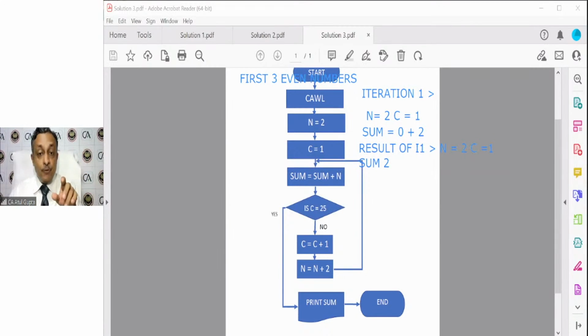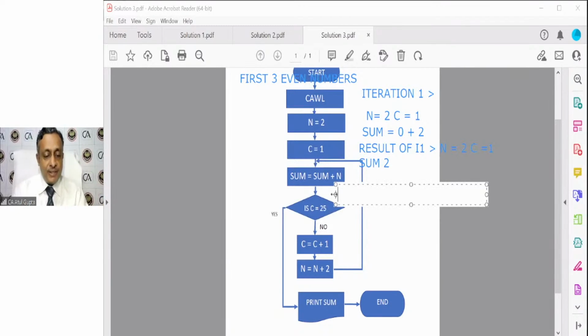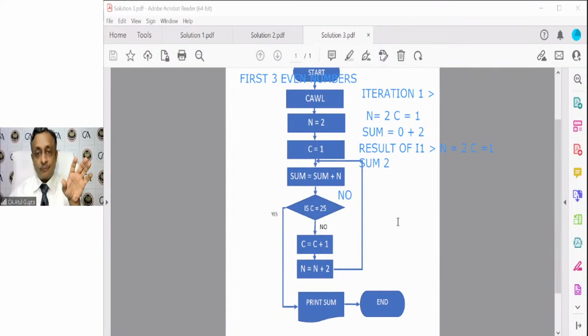Iteration means before I reach the counter C. Now what the computer is doing, it is asking, is C equal to 25? What is the C? C value is 1. So the result of this question is no. In our example, this 25 has to be replaced by 3 because we are adding 3 numbers.